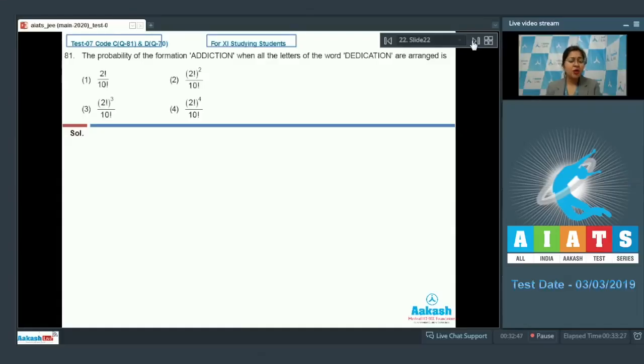Next is question number 81, which says: the probability of the formation addiction when all the letters of the word dedication are arranged is. Now, in dedication, we have the letters D, D, I, I, E, C, A, T, O, N. Here we can see we have 9 letters in addiction, and in the word dedication, we have 10 letters. That is, we have one extra letter, that is E.